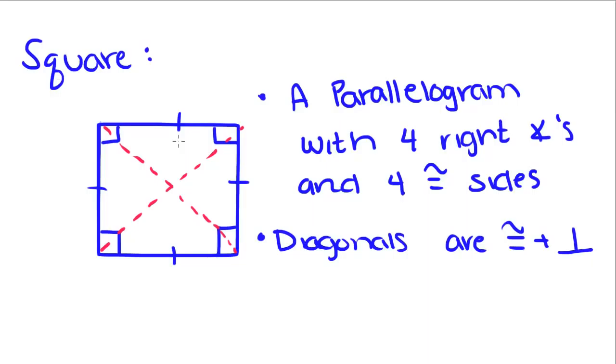So these diagonals are congruent, so they have equal length, and they're perpendicular to one another. So when you write the diagonals of a square in, they're going to form 4 right triangles that are also congruent on the inside of the square.